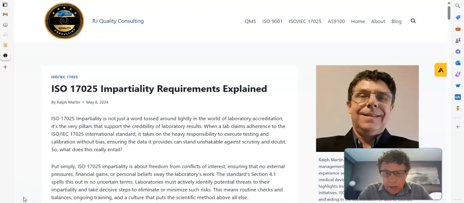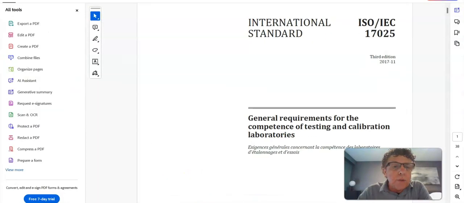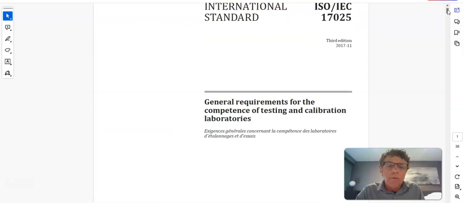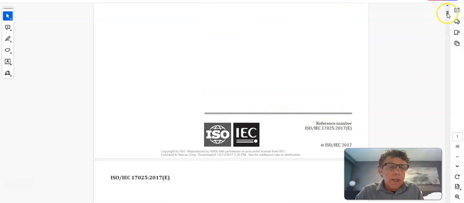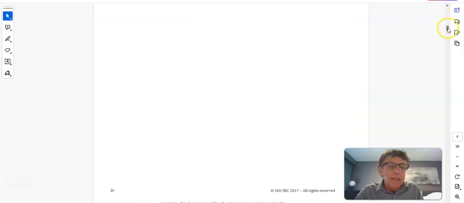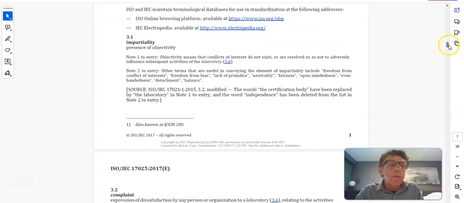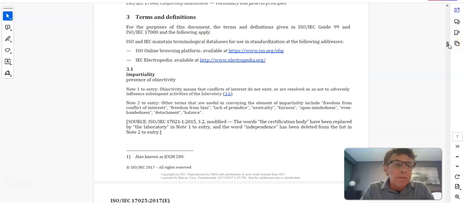Oftentimes when I'm talking about requirements of the standard, I like to go to the standard itself and go through it so that you get a better understanding of these general requirements. So I'll go right to section 4.1. Here is my copy of the International Standard for general requirements for the competence of testing and calibration laboratories. First of all, impartiality is defined in the definition section of the standard, so we can look at that to define it.